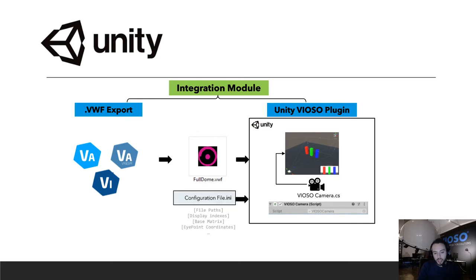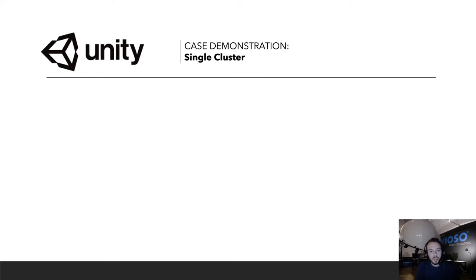There is a configuration file, which is the brain behind the coordination of all these parts. There you specify the file path for the calibration, the display indexes, and if you have eyepoint coordinates, that's where they go. Once we feed all of this into the VIOSO Unity plugin, we get warped and blended outputs as a result, and we get a log file for seeing if we have any errors. So let's move to our first case demonstration: a single cluster Unity with VIOSO calibration.